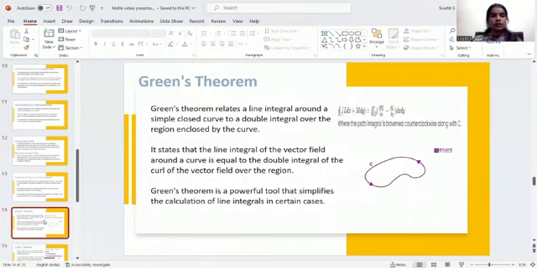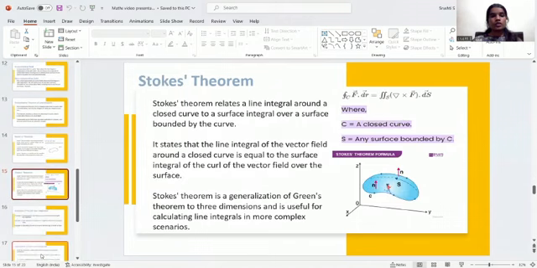Green's theorem. Green's theorem relates a line integral around a simple closed curve to a double integral over the region enclosed by the curve. It states that the line integral of the vector field around a curve is equal to the double integral of the curl of the vector field over the region. Green's theorem is a powerful tool that simplifies the calculation of line integrals in certain cases.